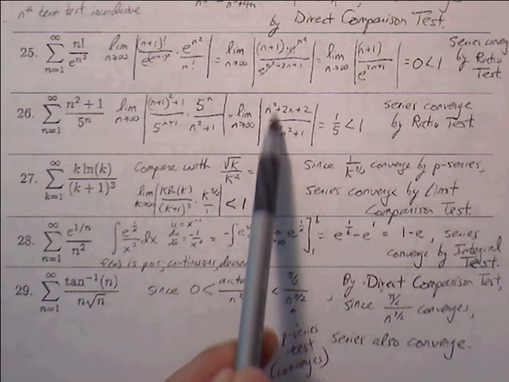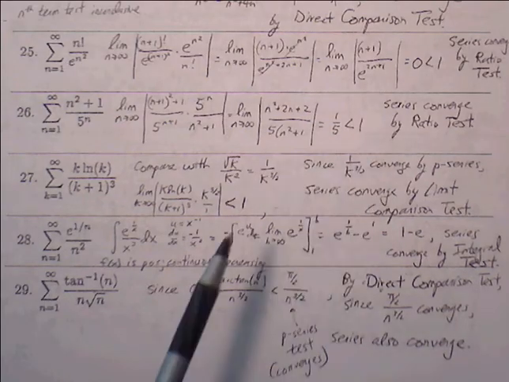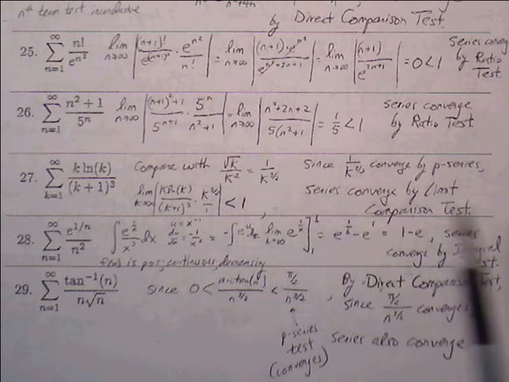We see comparing the degrees, they are the same. So we take the coefficients, which is 1/5. 1/5 is less than 1. So we know the series will converge by the ratio test.